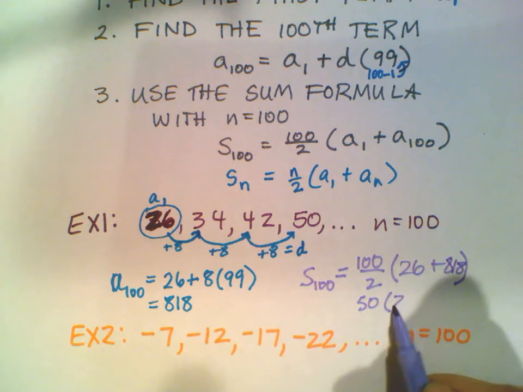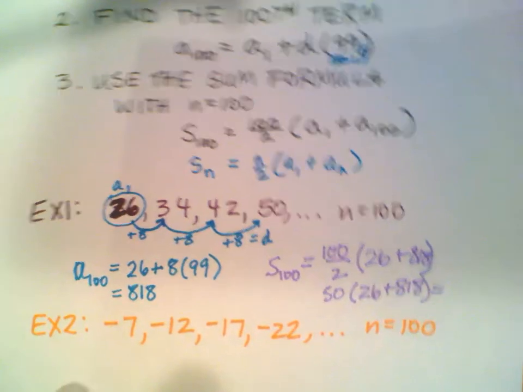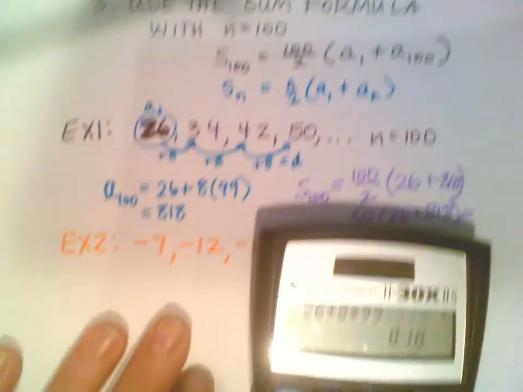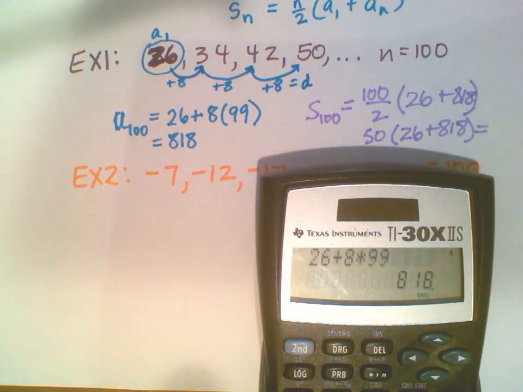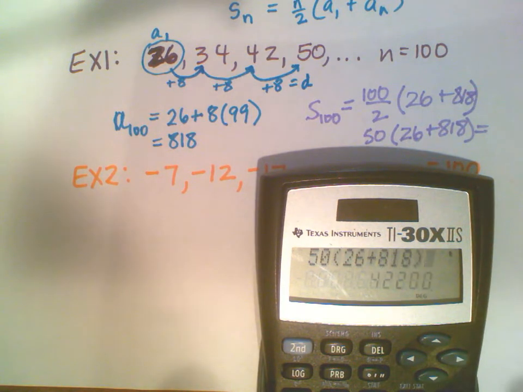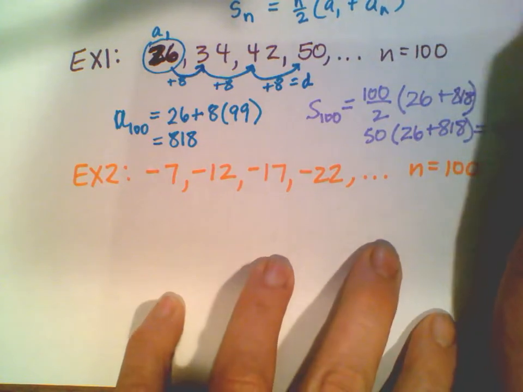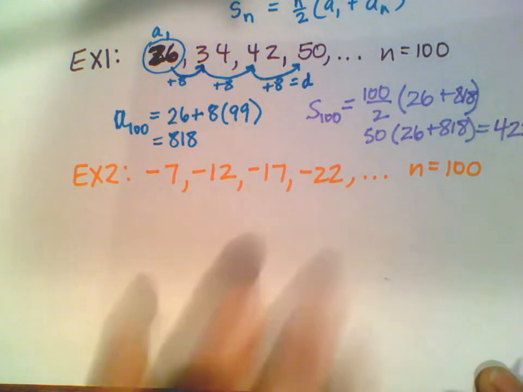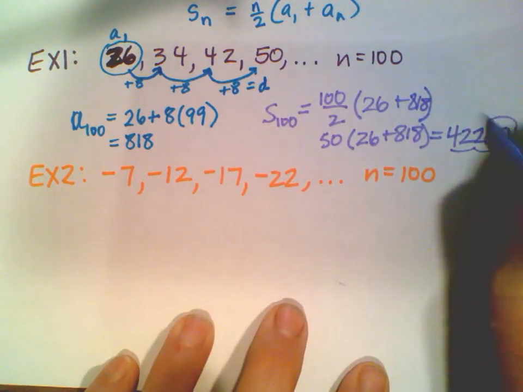I didn't leave myself too much room there. Again, I'm just going to go ahead and use my calculator. So I'll pull out the calculator, slide that up. You can see what I'm plugging in. Again, use your phone if you have it. So this is 50 times 26 plus 818, and then I get my answer. So in this case, the sum of the first 100 terms is 42,200. 42,200 will be my final answer for that one.